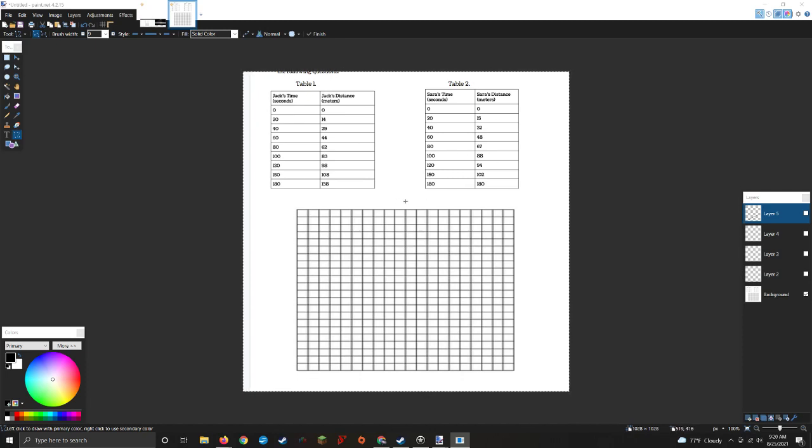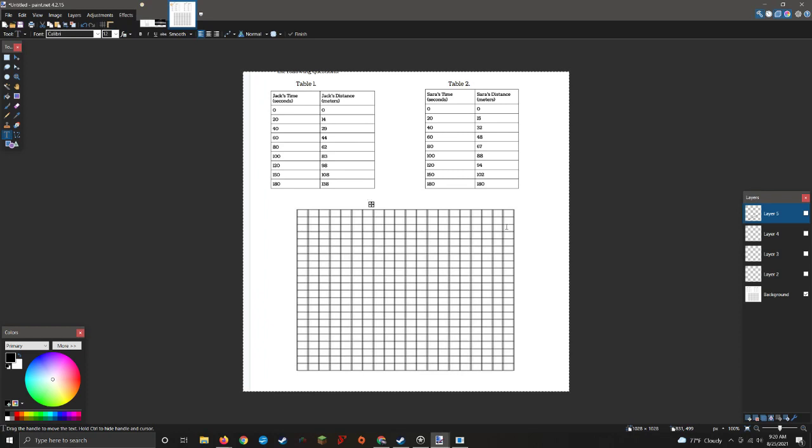So the first thing that we need to do, well, first off, let's go ahead and come up with a title for this. So for this graph, we'll call it Jack and Sarah's speed. Okay, so we had a title. We should probably make that in a visible layer. Let's try that again. Jack and Sarah's speed. Alright, so now we got a title.